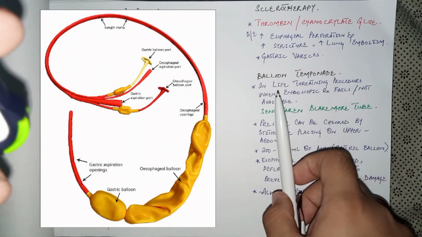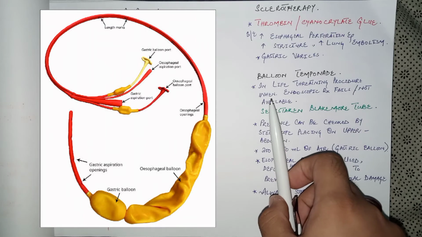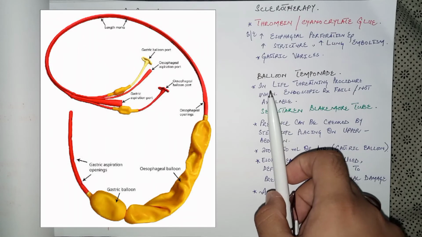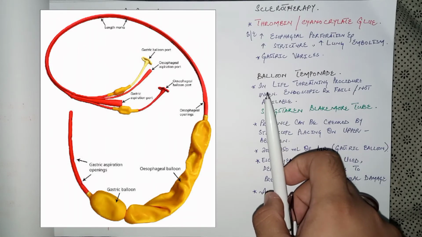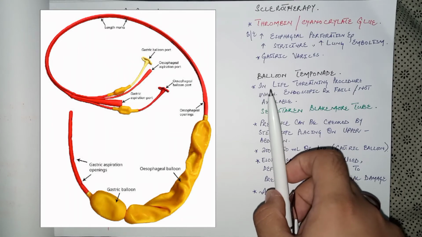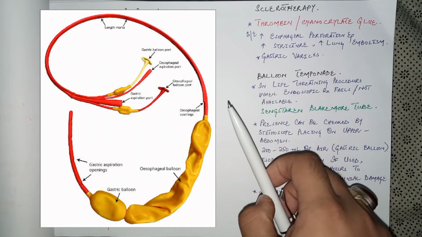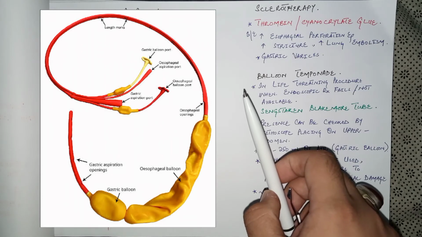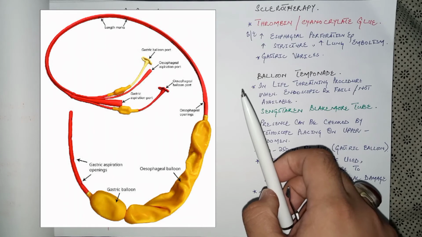As you can see in the picture, this tube on the upper end has four openings. One is for the gastric balloon port, another is the esophageal port, the third one is the gastric aspiration port, and the fourth one is the esophageal balloon port, through which the air is injected. And this tube has two balloons at the lower end. One is for the esophagus, and the lower is the gastric balloon.